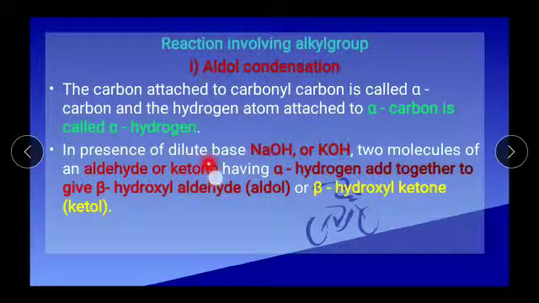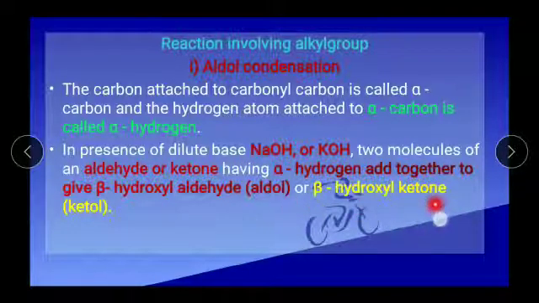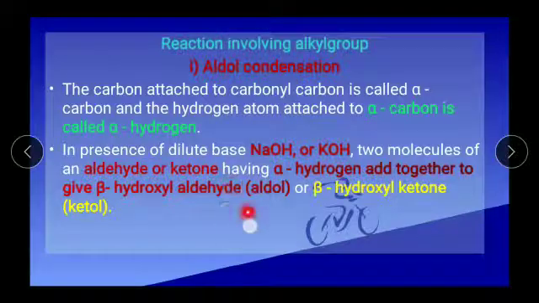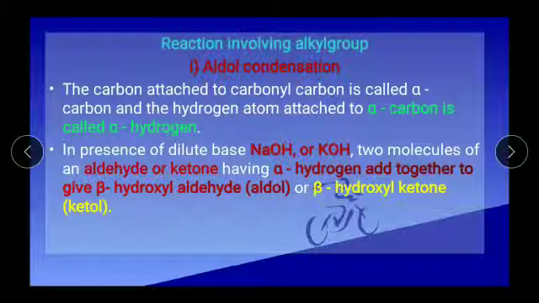In the presence of a dilute base like sodium hydroxide or potassium hydroxide, two molecules of aldehyde or ketone having alpha hydrogen come together to give beta hydroxyaldehyde, that is aldol, or beta hydroxy ketone, that is ketol. If an aldehyde is involved, we get aldol. If the reaction is with a ketone, we get beta hydroxy ketone. So we must remember what alpha hydrogen and alpha carbon are.